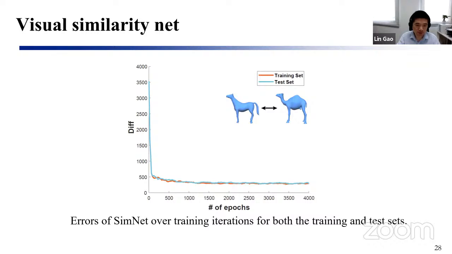So we could also look at this figure. We find that this LFD similarity net is very helpful to measure the difference between the two input shapes. Given this horse and this camel, we could use the LFD similarity net to measure the difference, and this network is trained well on the dataset.